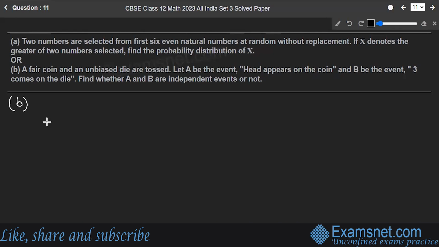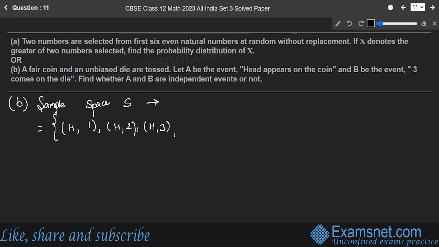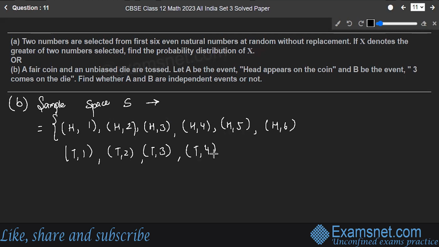Now, if a fair coin and an unbiased die are tossed, then the sample space S is given by: head 1, head 2, head 3, 4, 5, and 6. Similarly, tail 1, tail 2, 3, 4, 5, and 6.